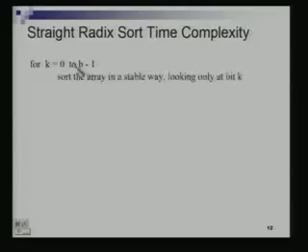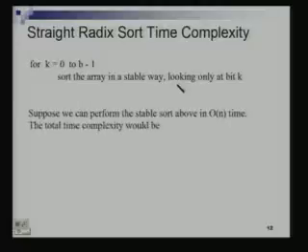Okay, so let's figure out what the time complexity is. For k equals 0 to b minus 1, we are sorting the array in a stable way, looking only at the kth bit. Suppose this could be performed in order n time, then the total time complexity would be order bn, provided we can do this sorting in order n time.